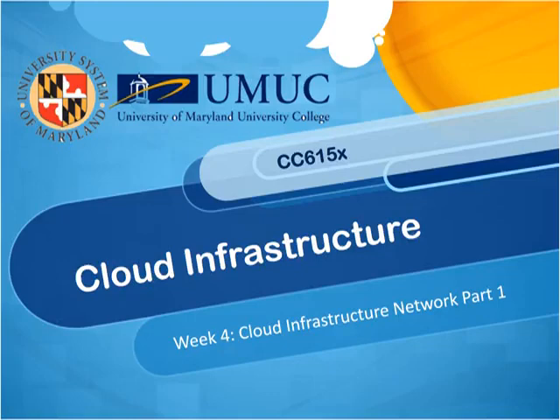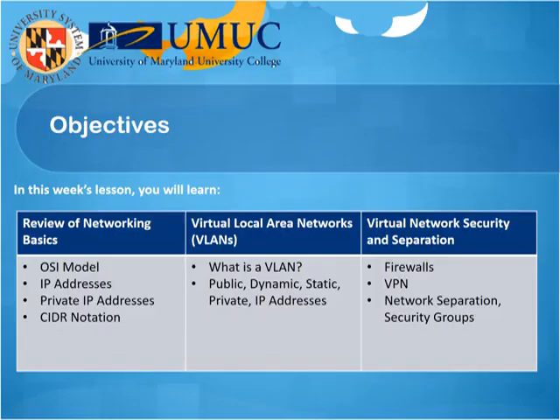Hello, this is CC615 Cloud Infrastructure class, Week 4, Network Part 1. This week we will start with reviewing of networking basics, talking about OSI model, IP addresses, public and private, and CIDR notation. Next, we will talk about virtual local area networks, defining them, and talking about different kinds of IP addresses in VLANs, like public, dynamic, static, private, and so on.